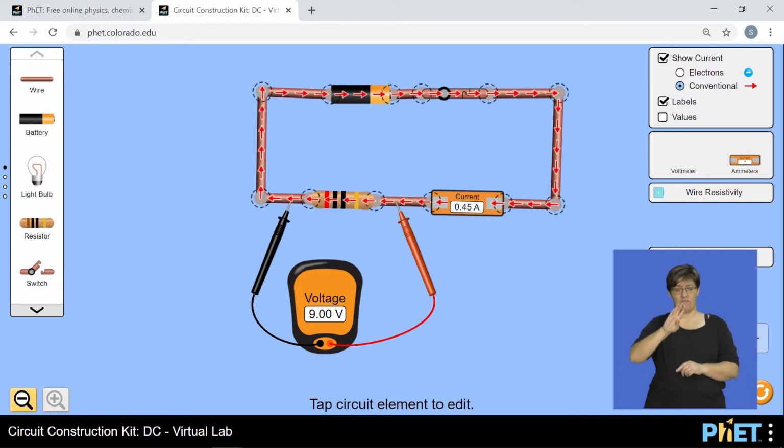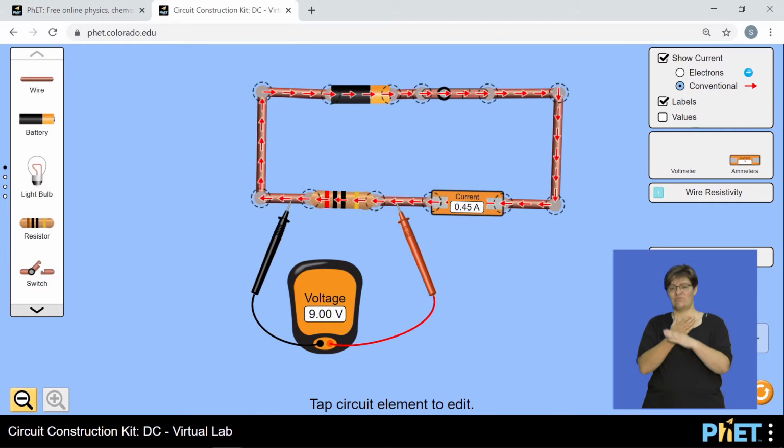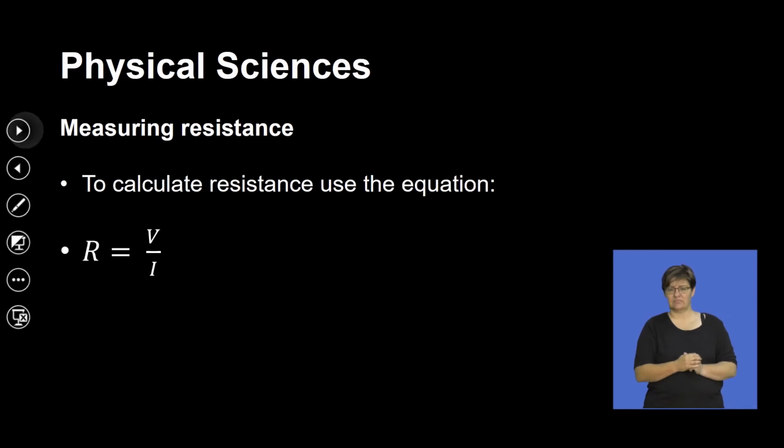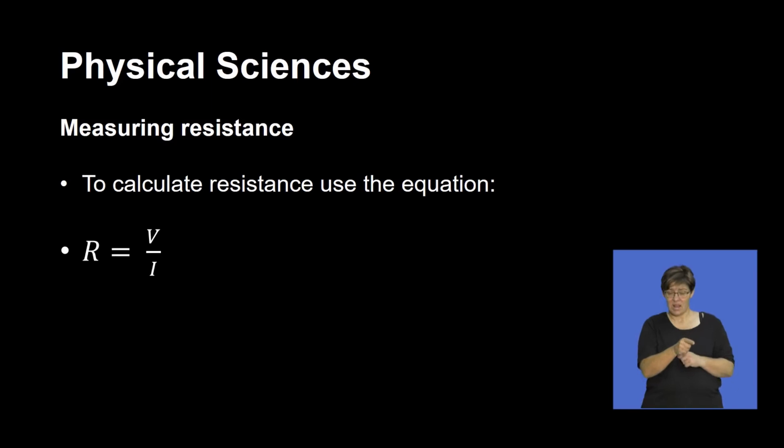It's 0.45. Now, we are able to determine the resistance of this component by using, if we can quickly go back to our slides, we would understand that for us to calculate resistance, we need the magnitude of voltage, which is the potential difference across the resistor, as well as the current passing through it. By so doing, we are able to determine how many ohms of resistance a particular component offers in a circuit.